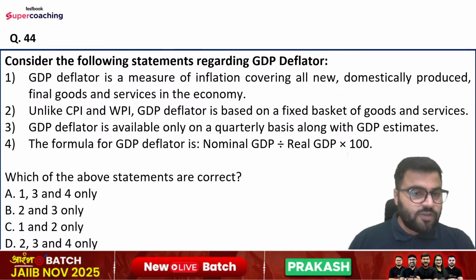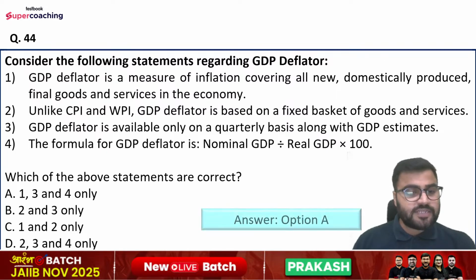So which of the following is correct? First, third, and fourth only; second and third only; first and second only; or second, third, and fourth only. So right answer is option number A, that is first, third, and fourth only.